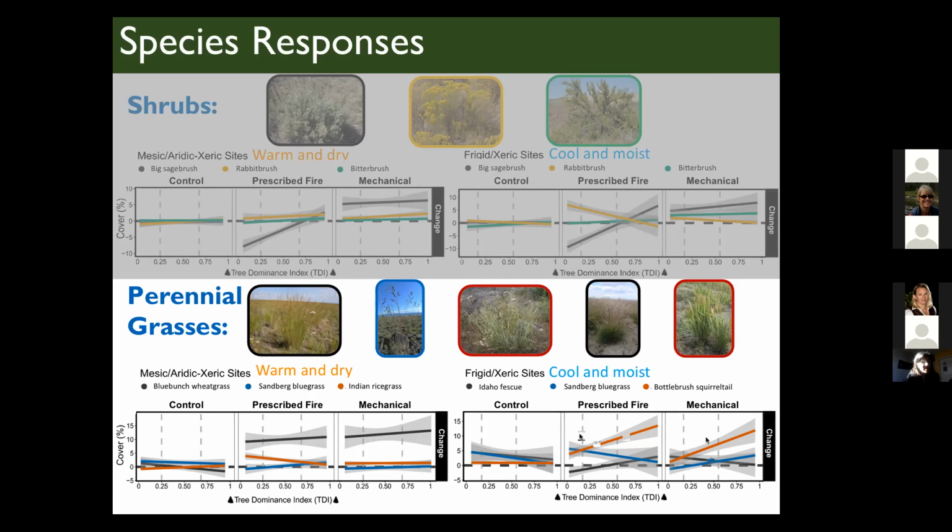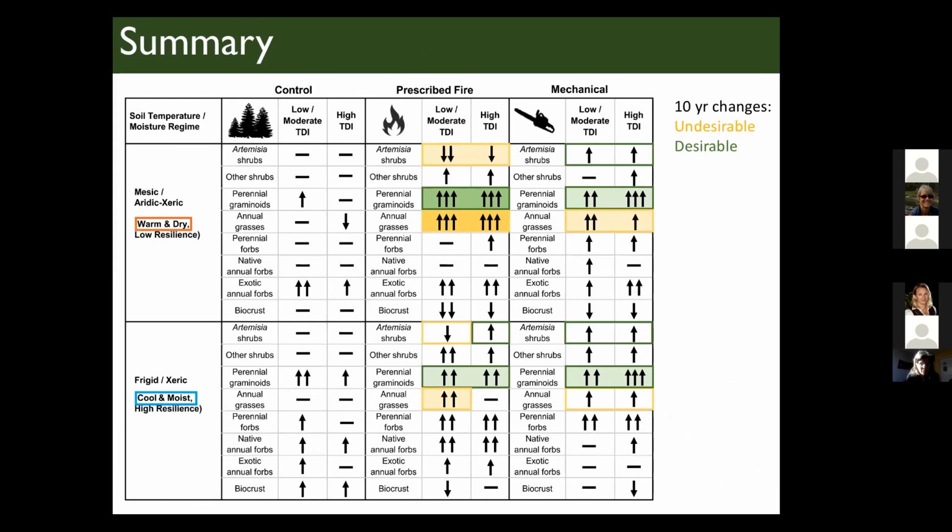So this is a lot, and there is a ton more in this paper. You could probably spend the rest of your career reading this paper in some ways. So what I decided to do is put together a summary table, and I'll just walk you through how this is set up. So it's control, prescribed fire, and mechanical. Here's our TDI across here. And then these are our warm and dry sites, and these are the cool and moist sites.